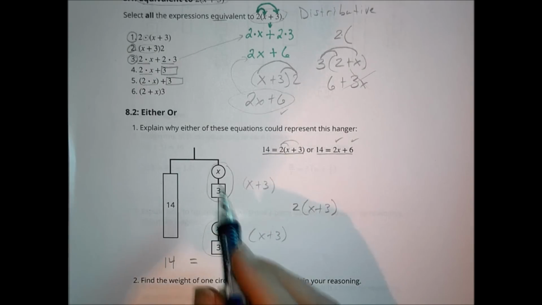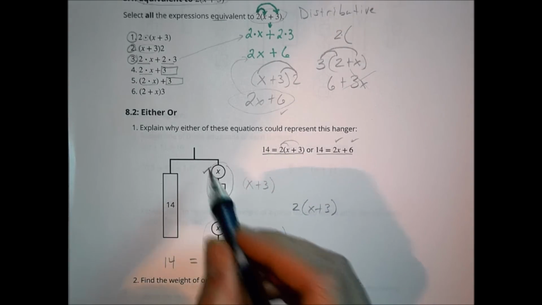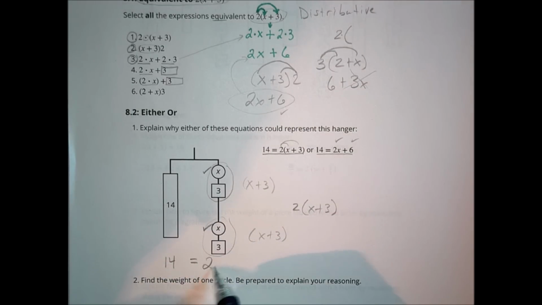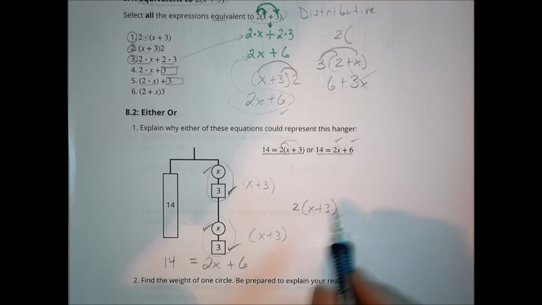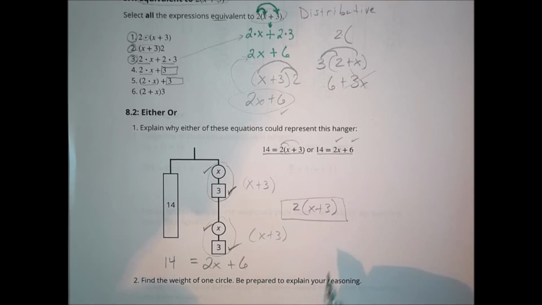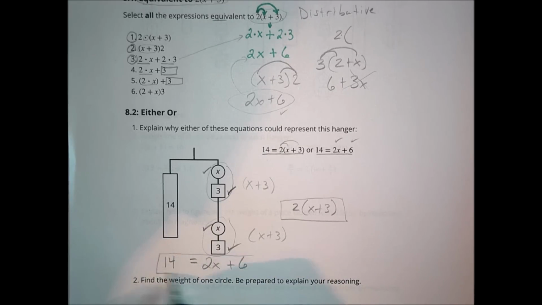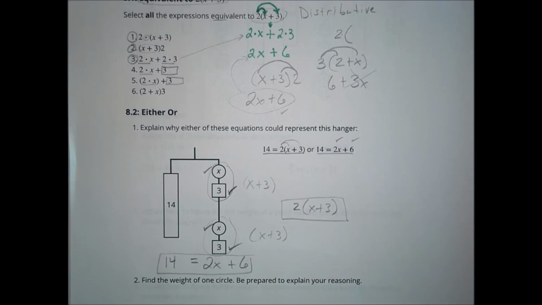I could also, though, just look at it and say, well, I actually have an x and an x, so that's 2 x's, and I'm going to add that together with a 3 plus a 3, which is 6. So I could do 2 times the quantity x plus 3, or I could do 14 equals 2x plus 6, and it really is the same equation, just written a little differently depending on how you see things there. All right?